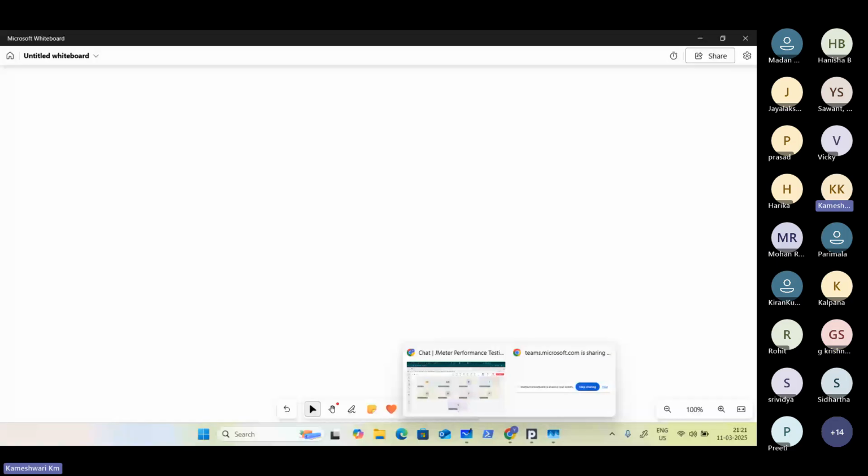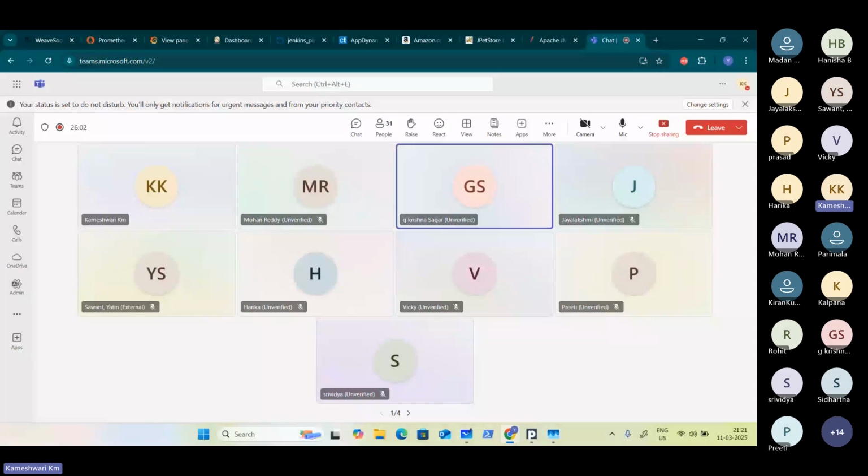Hi, Vishnu. Can you please tell me the difference between load generator and load balancer? Sure, Krishna. Those are two different things. LGs are load generators and LB are load balancers.